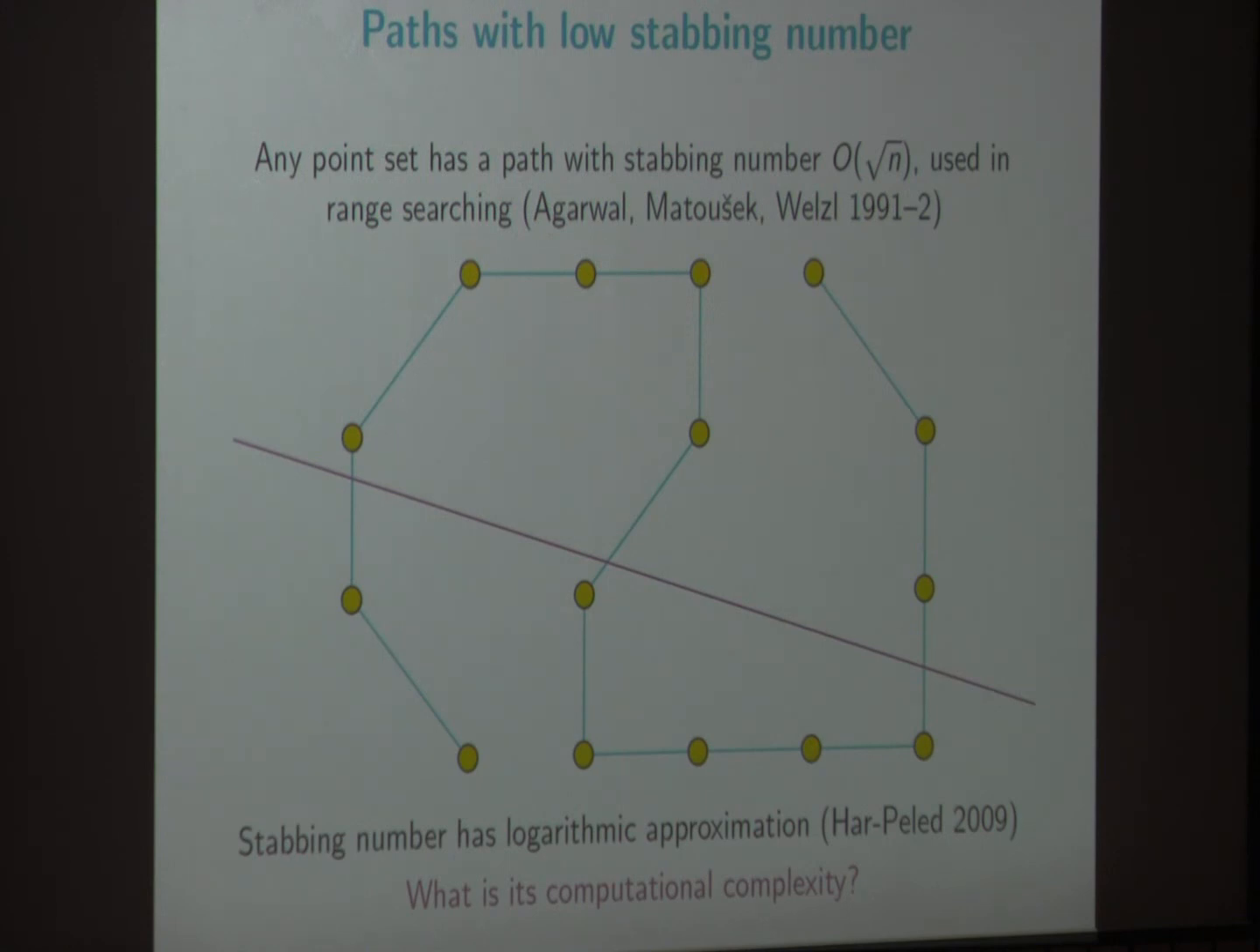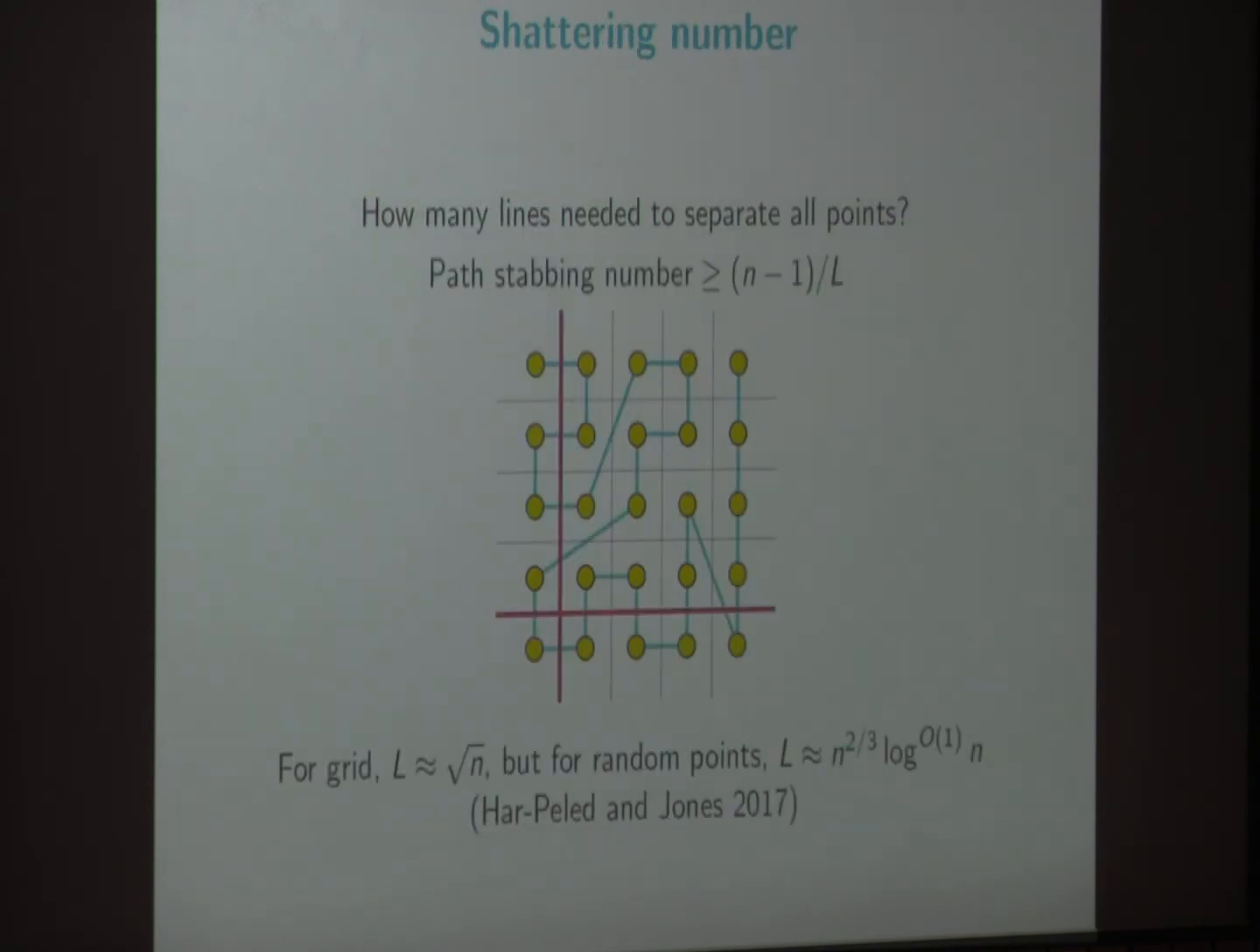There's a connection to paths with low stabbing number, which is a problem that has been investigated a lot in range searching data structures. The minimum stabbing number of a path through a given set of points in the plane is a monotone parameter of those points. How many lines are needed to separate all points in a given set of points is closely related, because the stabbing number is at least n over that number of lines, and therefore this set of points in a grid has no path with stabbing number better than square root of n because it has a small number of lines that can be used to separate it. And there's a very recent result of Sariel that I think is quite interesting that tells us that random points in the unit square are very different from a grid in the sense that they need a lot more lines to separate them.